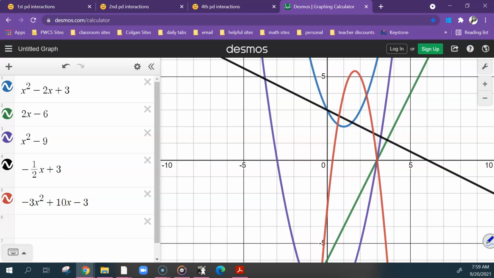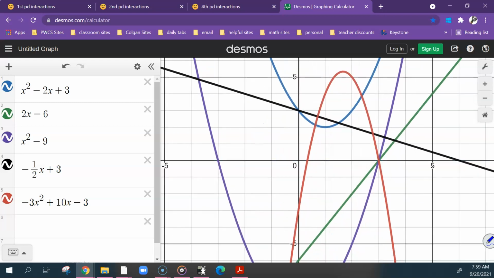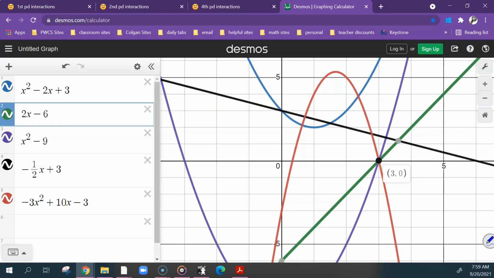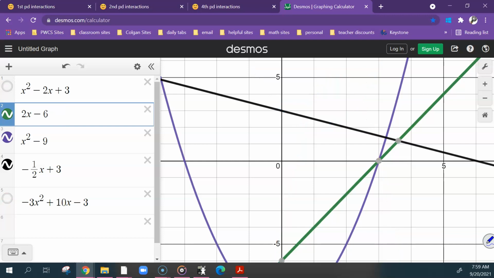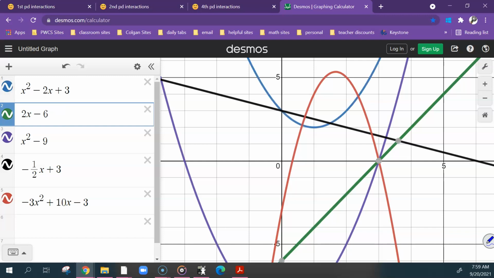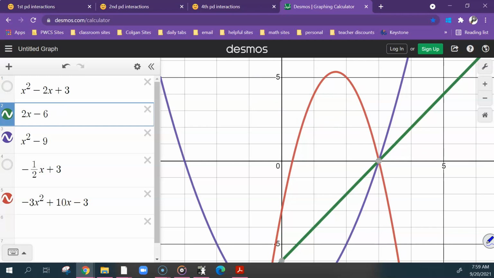I'm looking for which of these have an x-intercept at 3. You can see that 3 of these things go through that point, whatever the green one is, the purple one, and the red one. So I can get rid of the blue one and the red one. Nope. And the blue one. So those 3 have an x-intercept at 3.